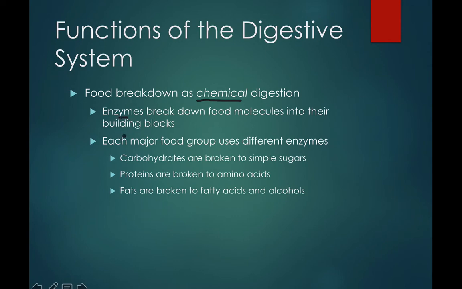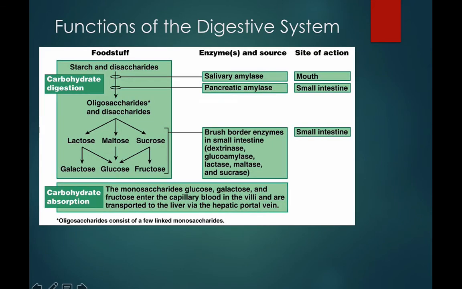You use your enzymes that break down food molecules into their building blocks. And then each of your major food groups uses a different type of enzyme. So carbohydrates are broken into simple sugars, proteins are broken into amino acids, and then fats are broken into fatty acids or another type of alcohol. So you use different enzymes to break each of these down, and they're also broken down in different digestive organs as well, which we're going to go ahead and talk about now. So I'm going to show you a couple of these little diagrams, and the big takeaway from these is really not to have them memorized, but to kind of be aware of the site of action.